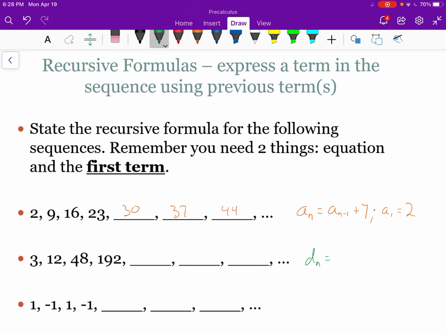So D sub n. We kept multiplying by 4 here. Kept multiplying by 4. And so, even without these 3 terms here, we can figure this out. We take the term before it and multiply by 4. But once again, that's great and all, but we need a starting place, so we are going to define our first term, which was 3. Once we have a first term, we multiply by 4 to get 12. Then we take the second term, multiply by 4 to get 48.